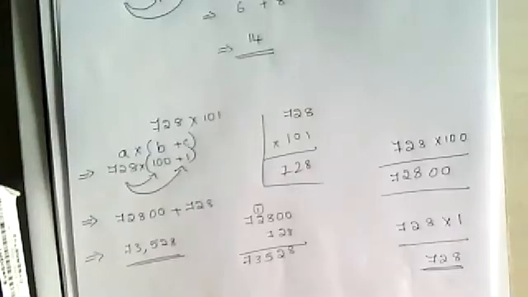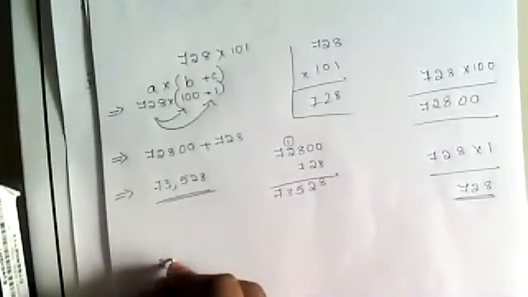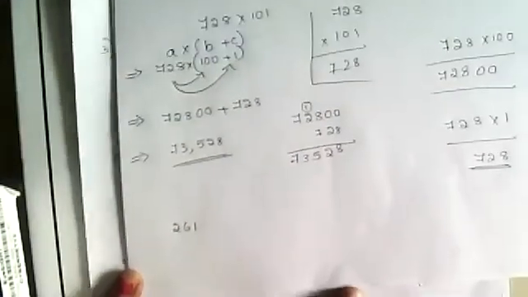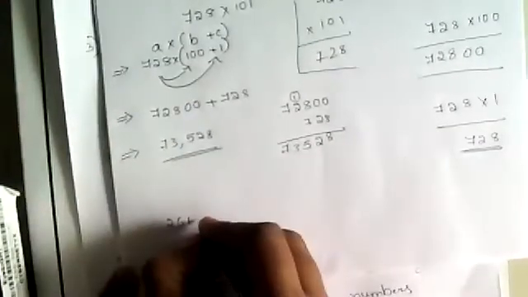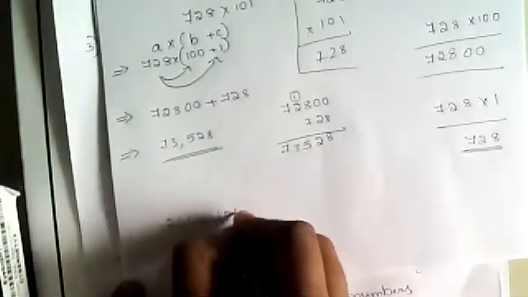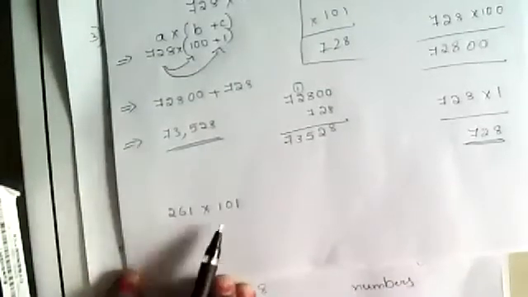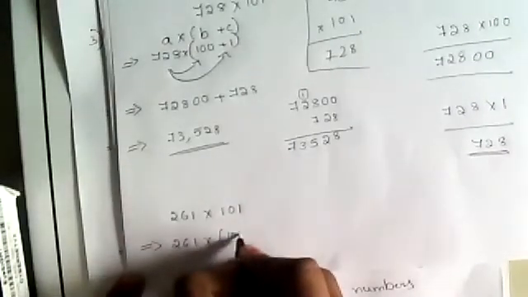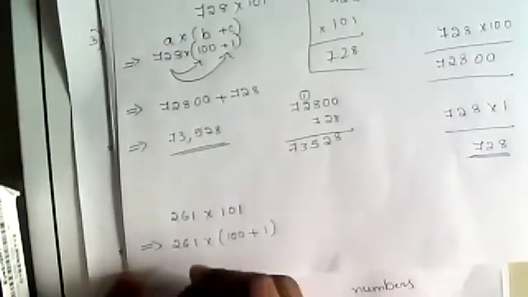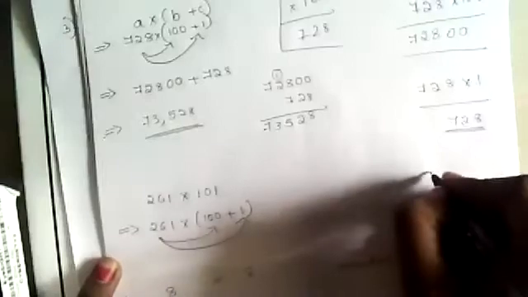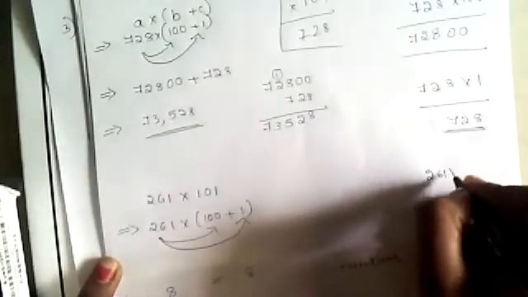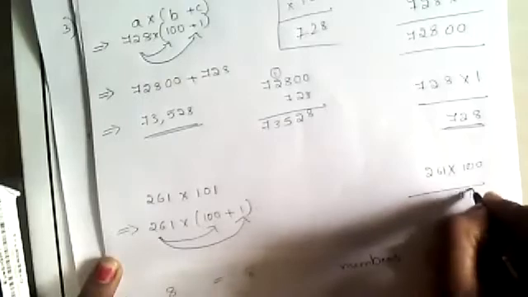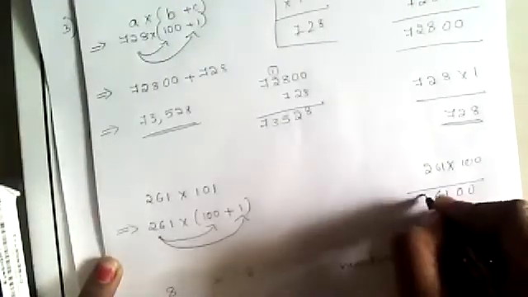So for example, I will show you one more sum. See here, I have taken 261 into 101. This 101 I'll split: 261 into 100 plus 1. We have to multiply these two terms, and I have to multiply these two terms. So when I multiply 261 into 100: 2 zeros, 1 ones are 1, 1 6s are 6, 1 2s are 2.